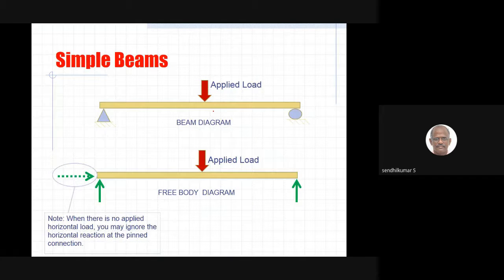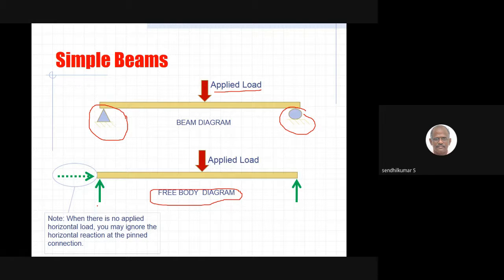So before this, we have to idealize the condition of our beam. That is the applied load, and the beam diagram should be resolved. That diagram we call a free body diagram. Here we have only the applied load, and the reaction forces will be drawn in arrow representation.